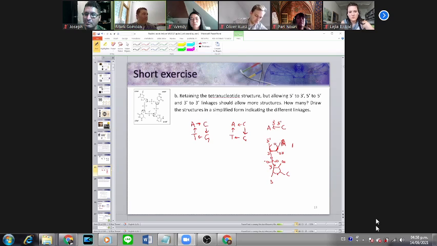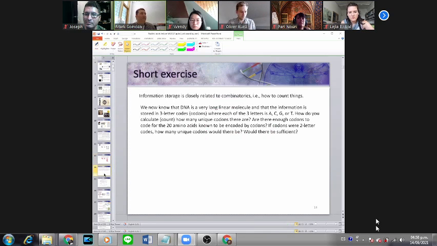But let's go on. Okay. So anyway, the information storage is closer to combinatorics, so how to count things. So it's good to have a little bit of a sense of how to do this. Do you know, for example, how to calculate how many codons there are based on 3 nucleobases per codon, right? So A, A would be 1 codon. How many 3-letter codons of 4 bases are there?